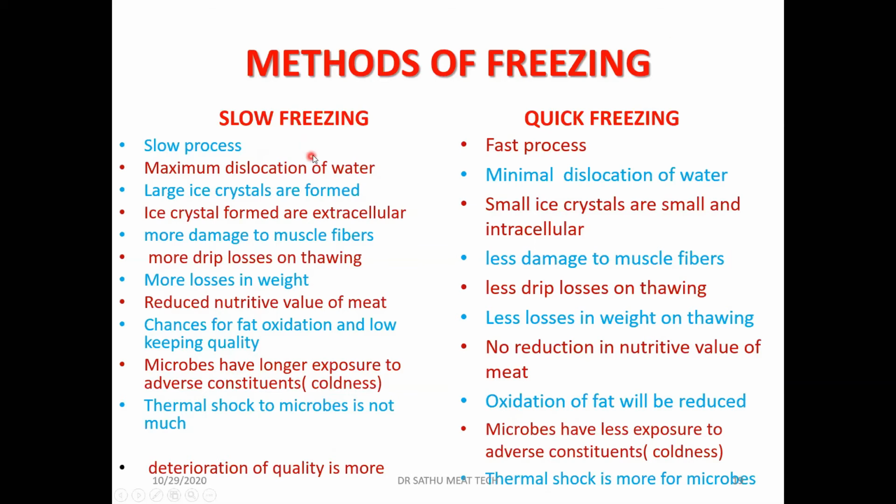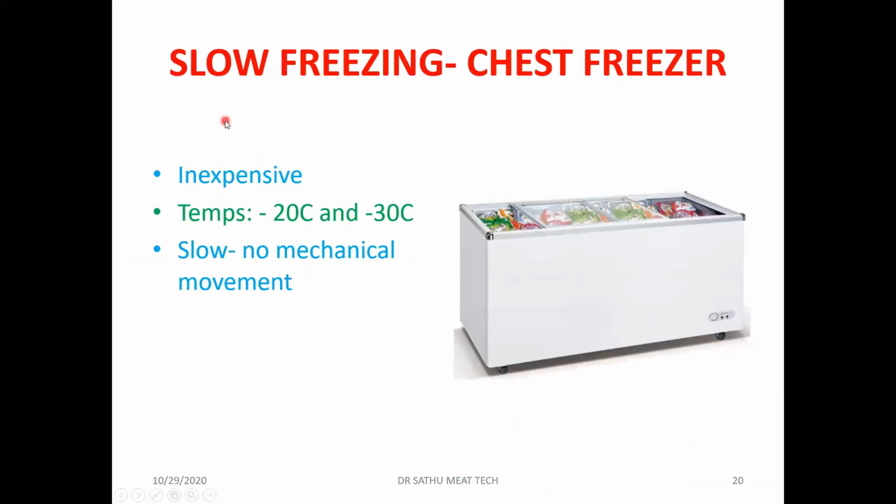So let's see examples of slow freezing and quick freezing. For slow freezing, there is the chest freezer, or the freezer that we use in our home. You must have seen this in most of the shops or outlets. This type of freezer is called a chest freezer. It is inexpensive, or rather less expensive. The temperature is minus 20 to minus 30. You can manage with this, but there is no mechanical movement. So naturally the cooling effect will be slower. The rate of cooling will be slow. So it comes under slow freezing.